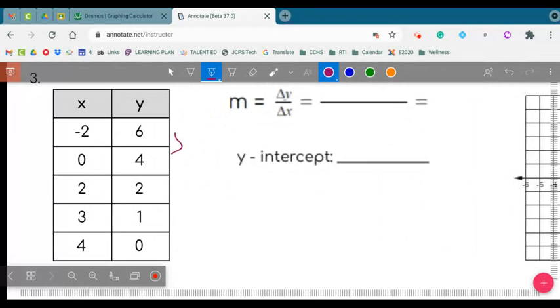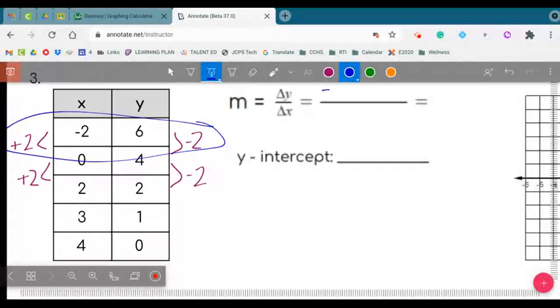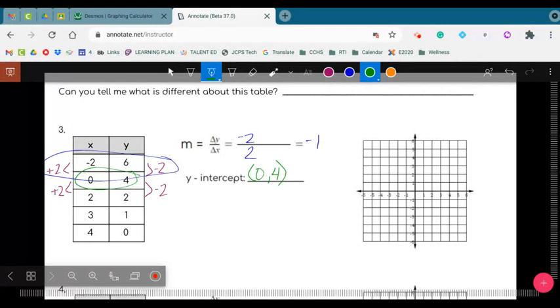So from 6 to 4, we're going down by 2, and then we go down by 2 again. Our x's, we're going up by 2. So we're going to have to take one of these values and put them in our equation. So we're going to have our y, which is -2 over 2. This is going to give us a slope of -1. And then our y-intercept, it is on here where our x value is 0 at 0, 4. But we can also graph it on our graph and identify it that way too.